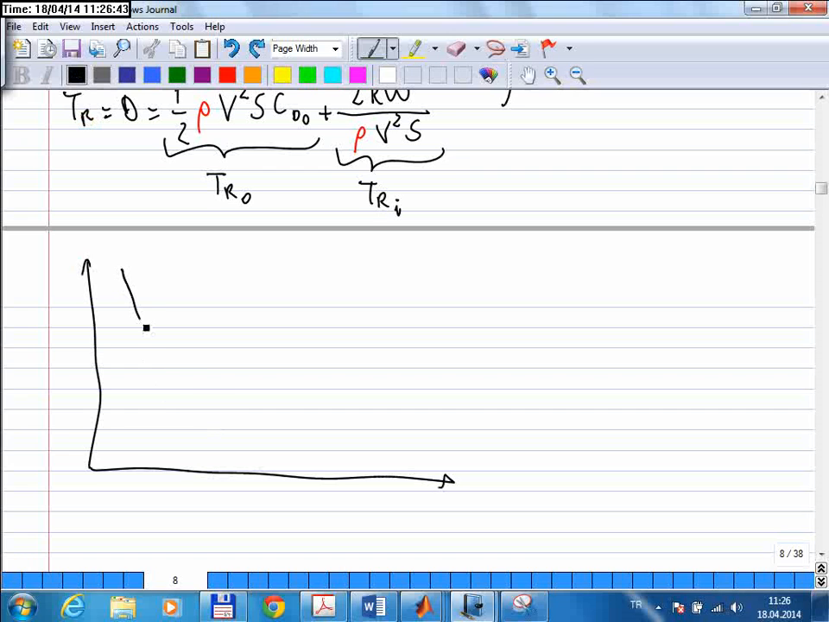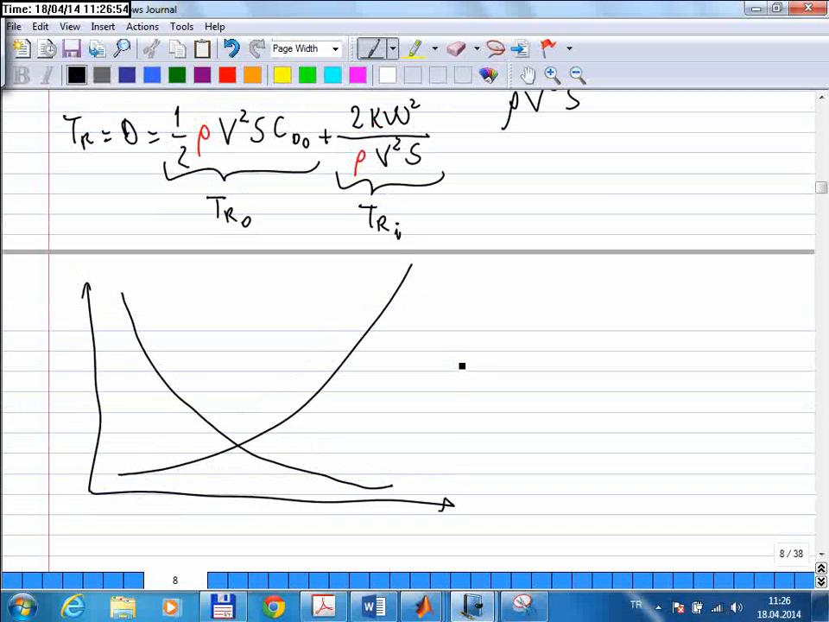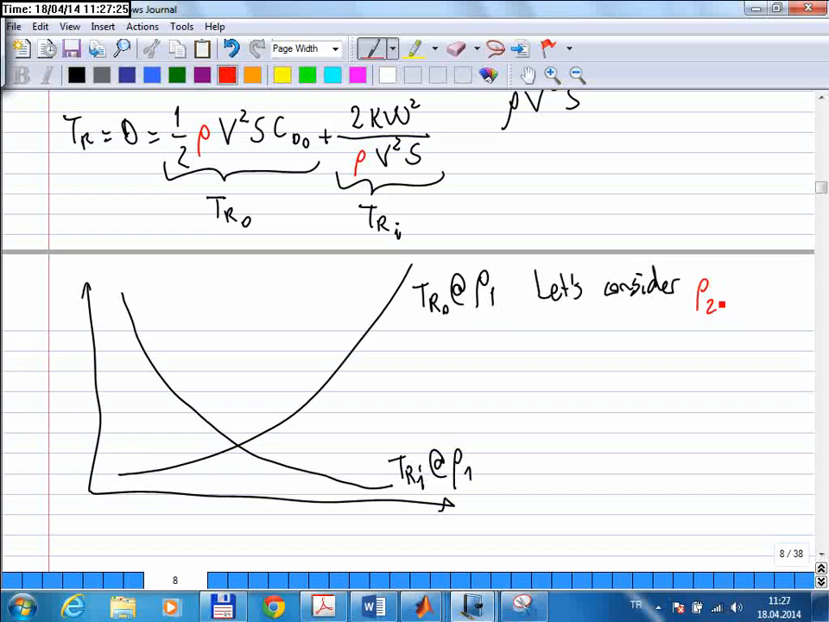So this one is TR0, this one is TRI, right? So these are obtained at, let's say, rho 1. TR0 at rho 1 and TRI at rho 1. Let's consider, let me use a different color, rho 2. And let this be a higher altitude, okay? A higher altitude means that an altitude where air density is smaller. So this rho 2 is going to be less than rho 1, okay?